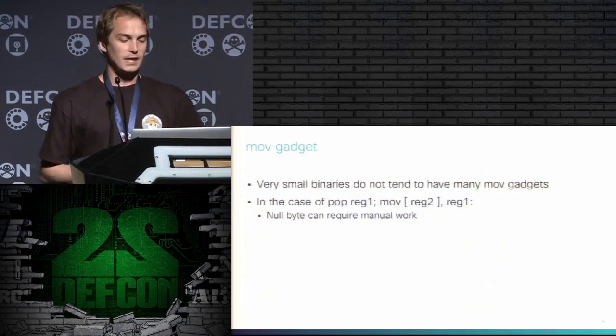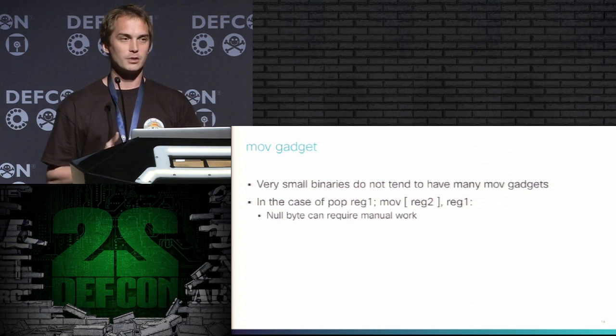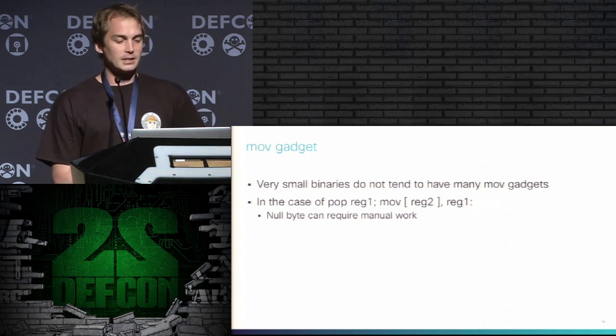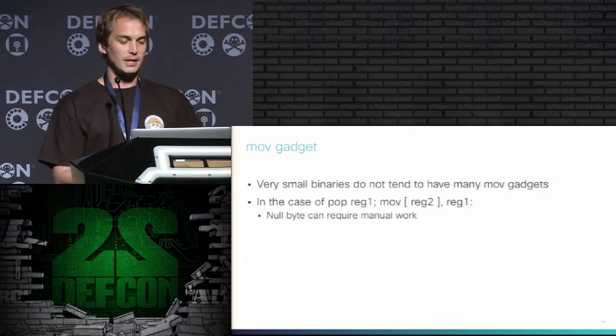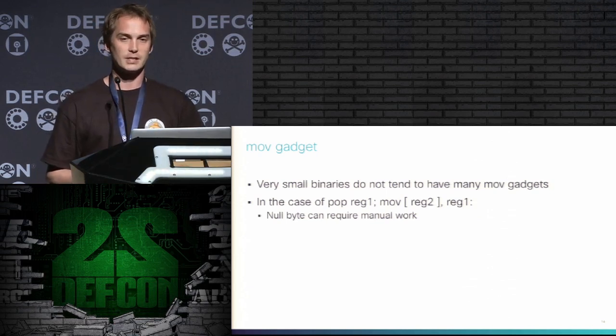So back to the move gadget. Very small binaries do not tend to have many move gadgets. So it means that the automation of the payload is complicated. And in the case of this particular gadget I'm showing, you've got a problem sometimes with null bytes. It also needs some extra work to get rid of them.